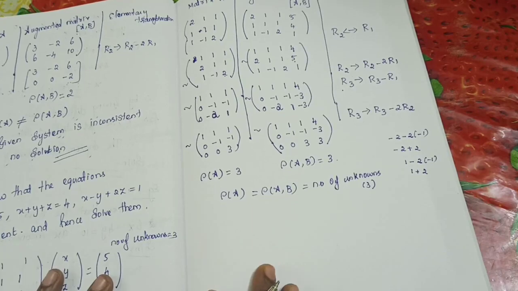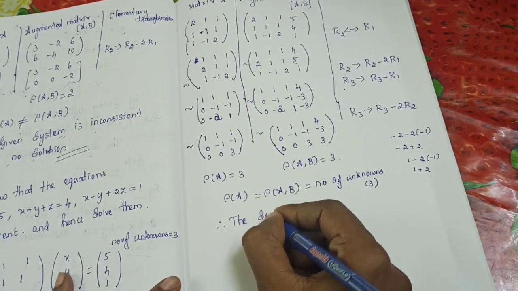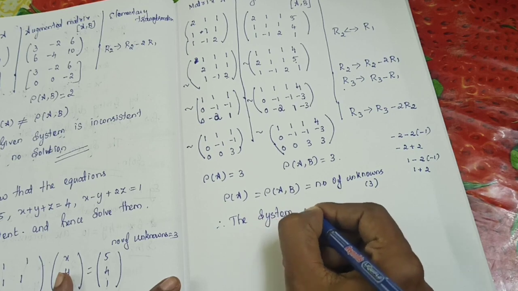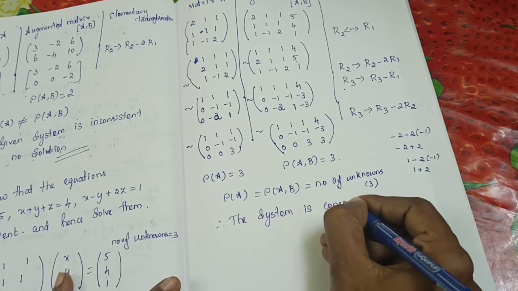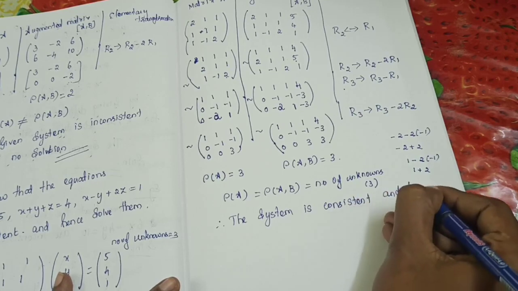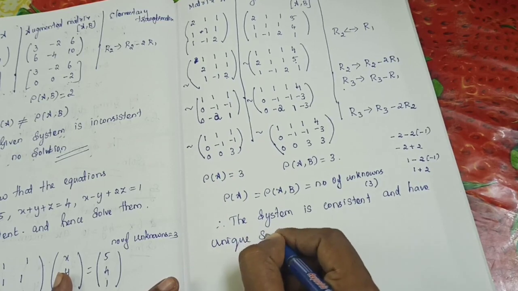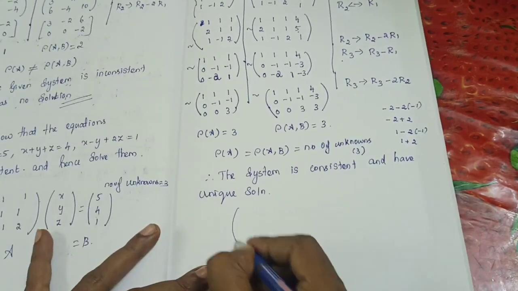Both are also equal to number of unknowns, which means what? The system is consistent and has a unique solution. Understand? Okay, so you are going to write this.